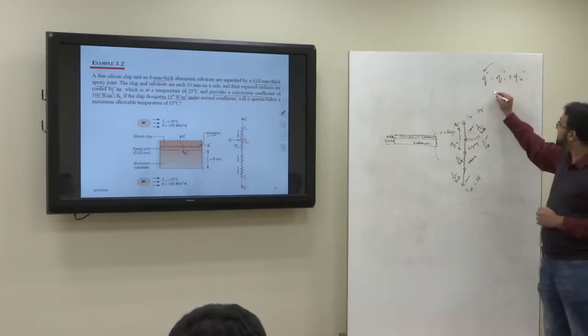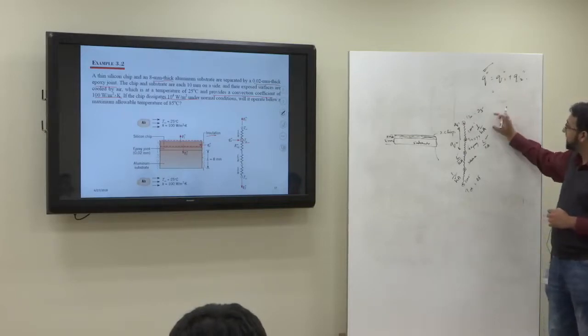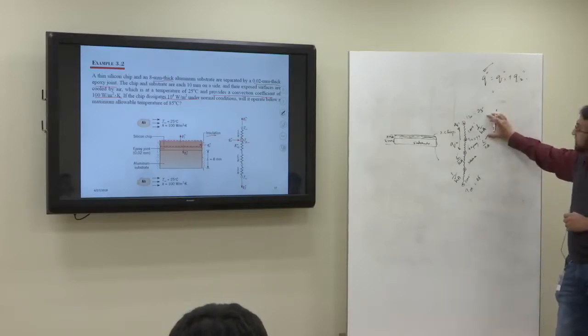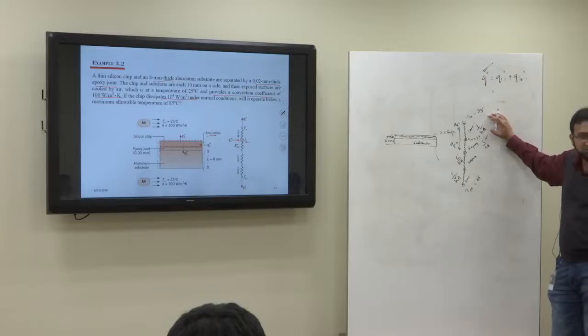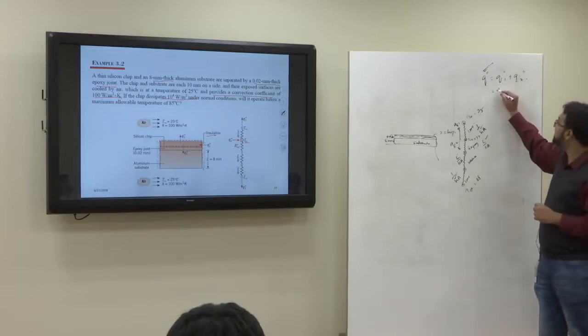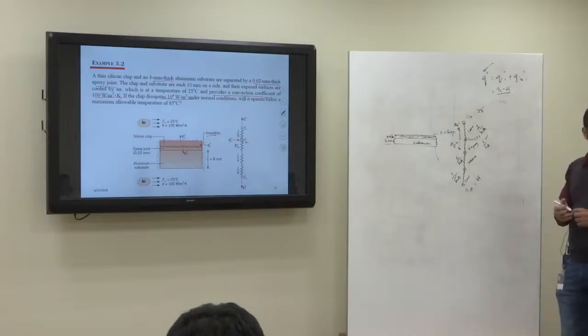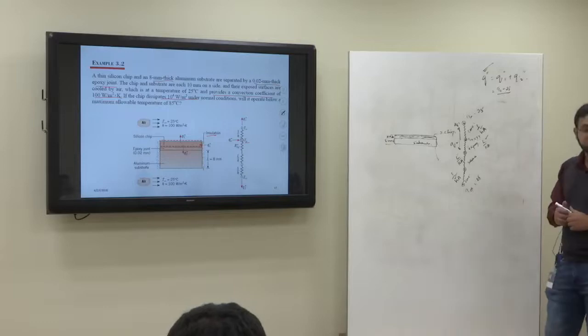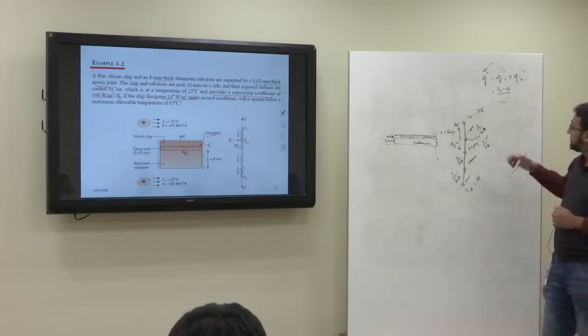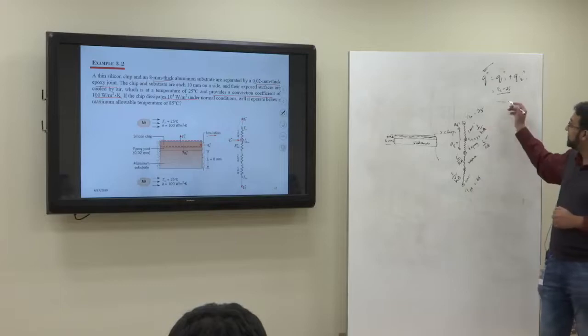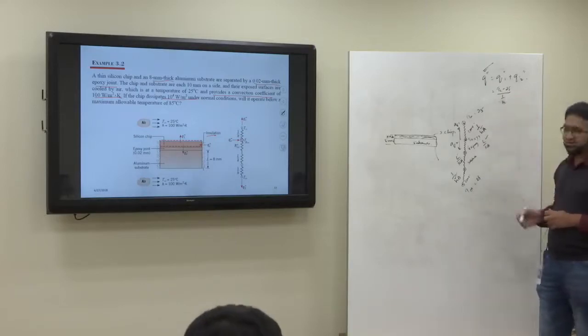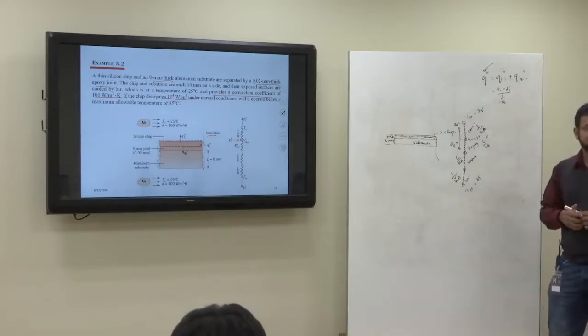So it will be delta T. What will be delta T? TC minus 25, because heat is moving from chip to outside. So it will be TC minus 25 divided by resistance. And resistance will be what? L upon K, or 1 upon H. I will write here just H, without A, because it's convection.